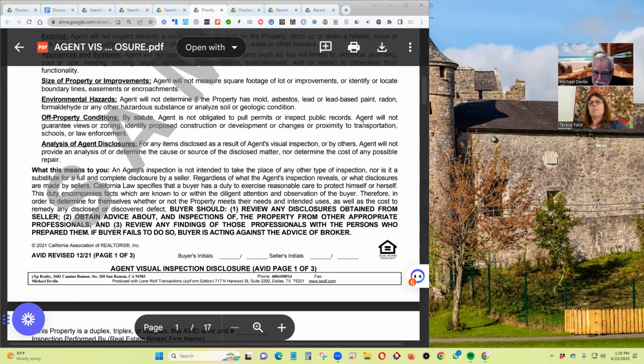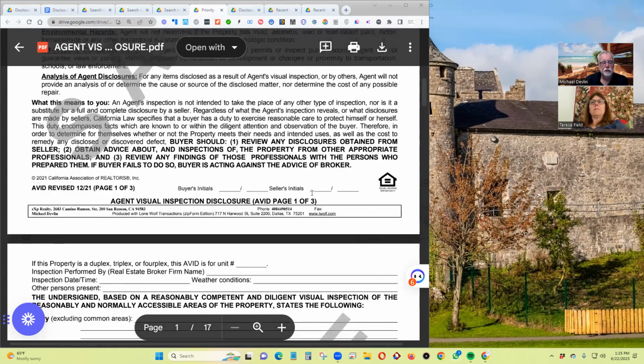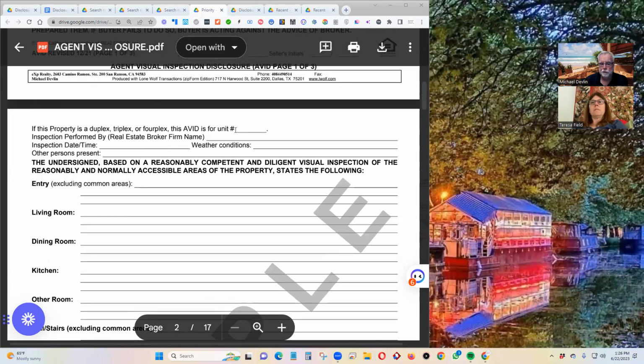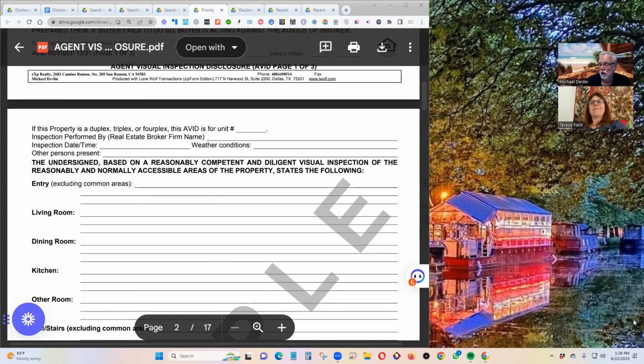California law specifies that a buyer has a duty to exercise reasonable care to protect him or herself. So you should hire inspectors yourself. Now, this is where it actually starts. If the property is a duplex, triplex, fourplex, you put in a 4. What if it's a 5-plex? Would you put in 5? That was a trick question. And the answer is no, because if it's more than 4 units, you don't have to do this form. It's only required for 1 to 4 units.